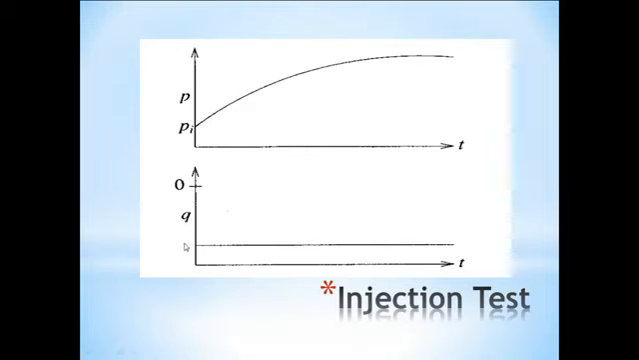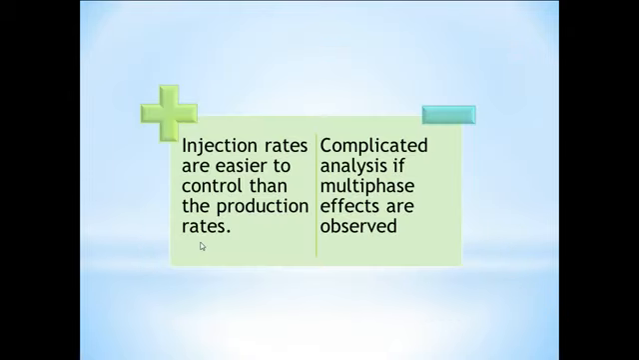On the QT diagram, at this particular moment the injection rate was minimum and started to increase. It is constant because we are actually injecting, and it is much more under our control than the production rate. In the advantages and disadvantages, first of all, injection rates are easier to control than the production rates, and this means that we have much better control over our input.